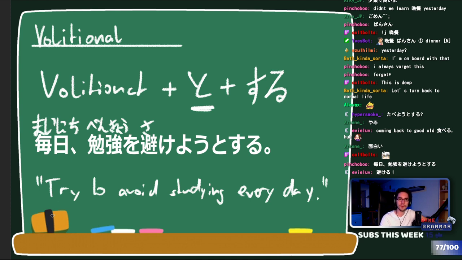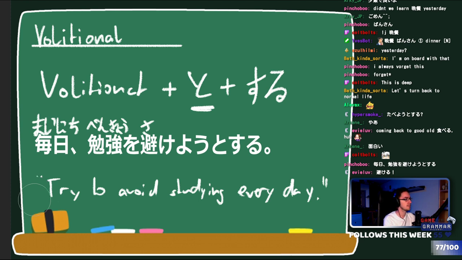So this is like an observed sort of action, an observed sort of tendency that you see, that you have noticed. Okay, so that's the point with this o to suru, which I often call o to suru because volitional often has something with o. So with this volitional plus to suru, it often has to do with your perception of the situation. You can use it for yourself, but also for other people. So basically, when you make an observation and you think, oh, this is about to happen, or he's trying to do this every day, depending on the tense, you can use this oto suru.